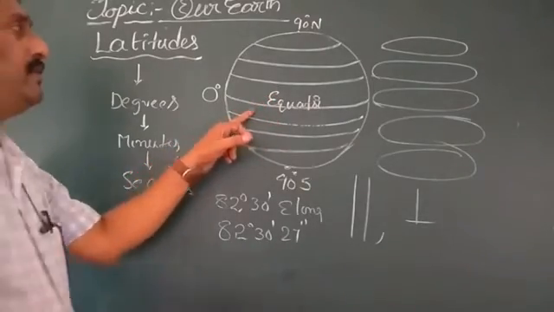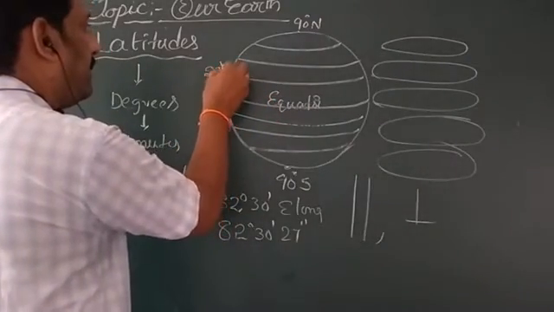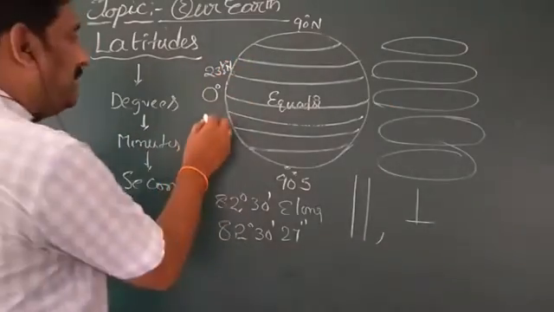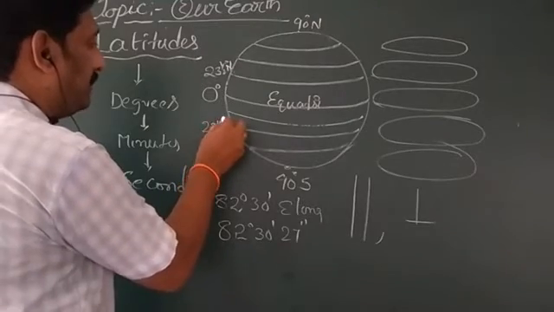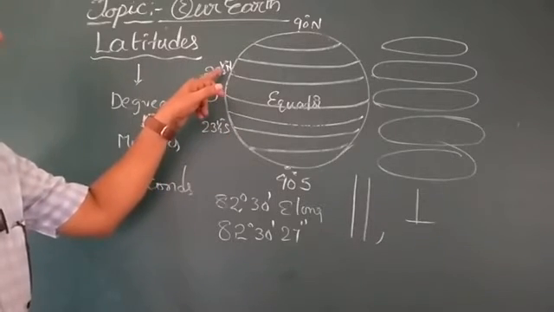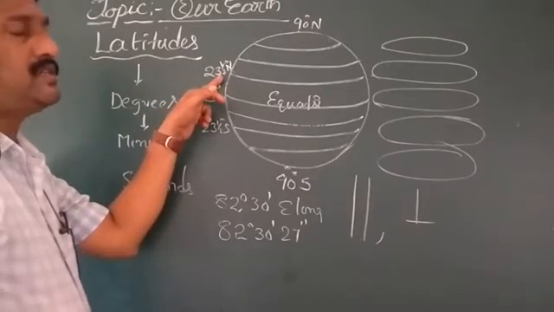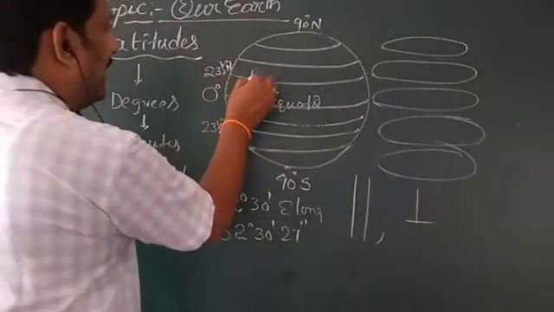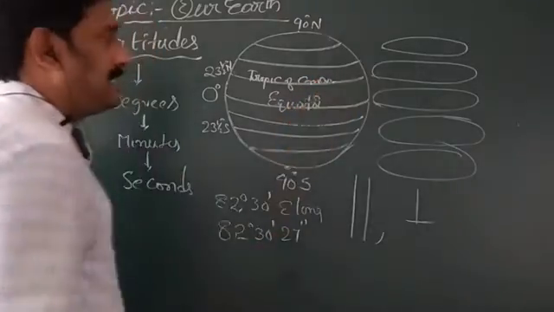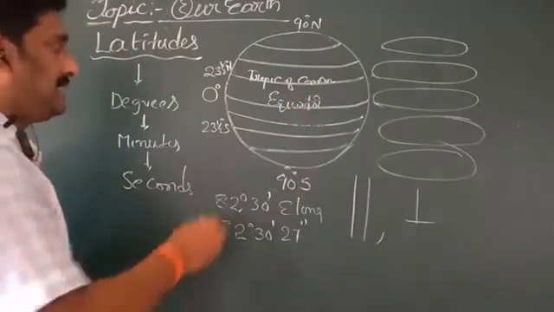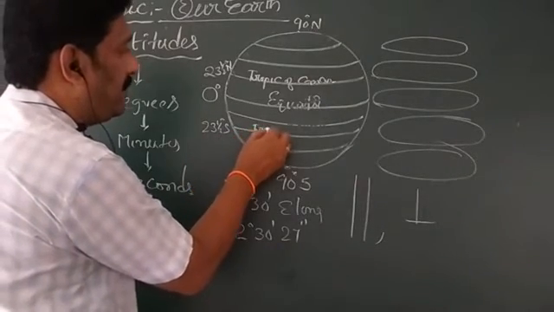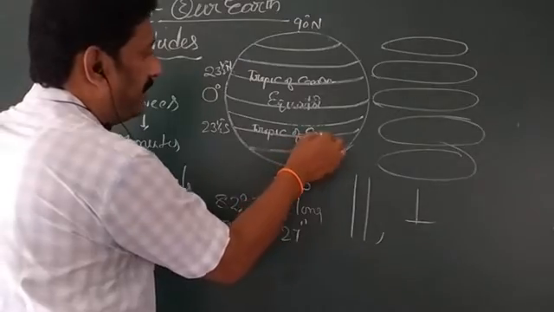0 degrees latitude, and one more at 23.5 degrees north. N indicates north. 23.5 degrees south, S indicates south. This north latitude is called the Tropic of Cancer. Already you studied in your lower classes. And this 23.5 degrees south latitude is called the Tropic of Capricorn.